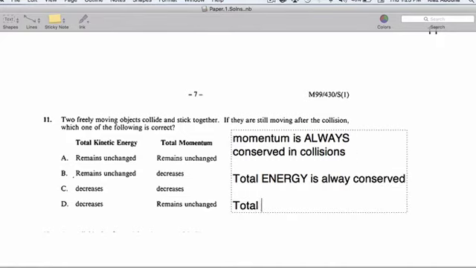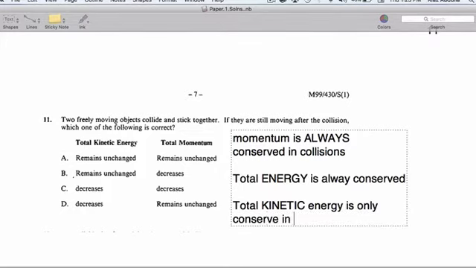Total, watch the word here, kinetic energy is only conserved in elastic collisions. And they'll actually tell you that they're elastic. When objects hit and stick, not elastic.